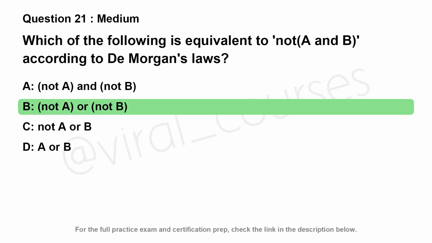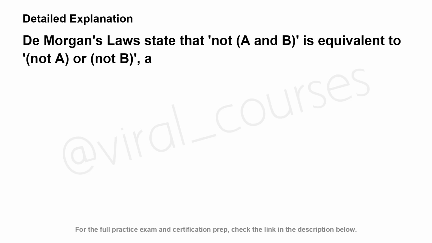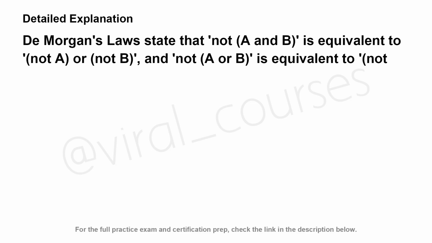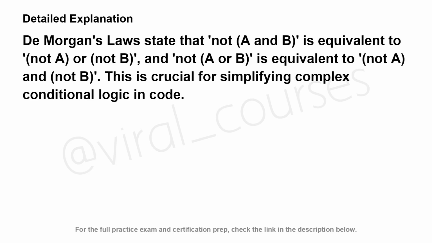The correct answer is B. De Morgan's laws state that not (A and B) is equivalent to (not A) or (not B), and not (A or B) is equivalent to (not A) and (not B). This is crucial for simplifying complex conditional logic in code.